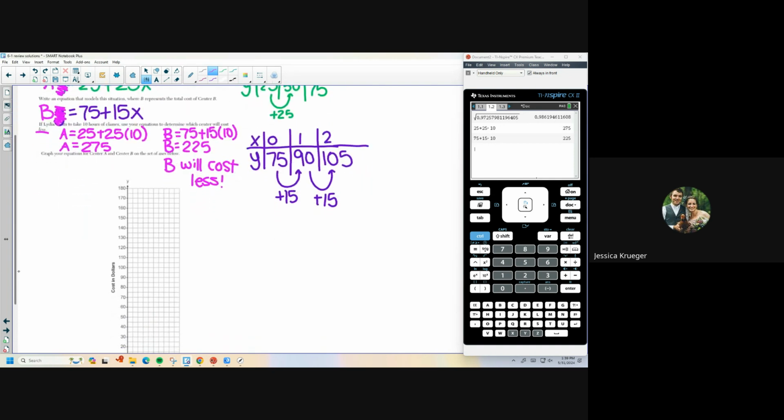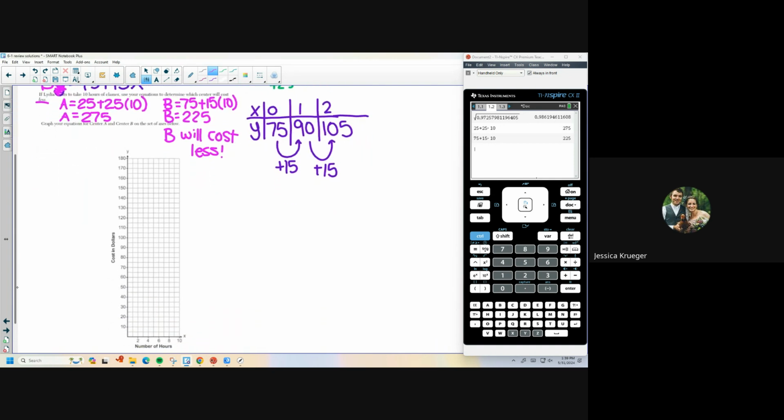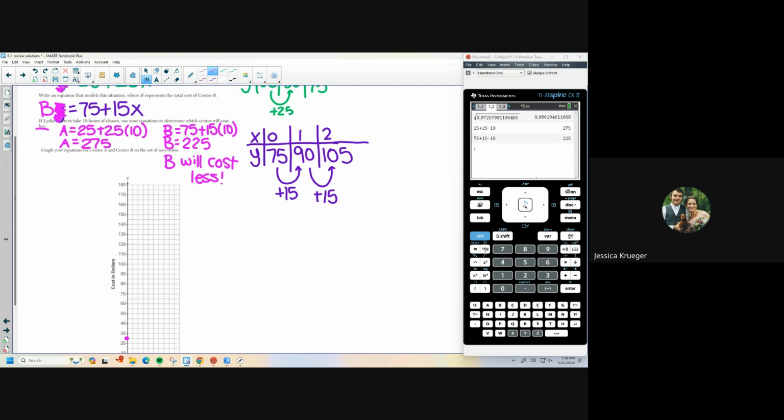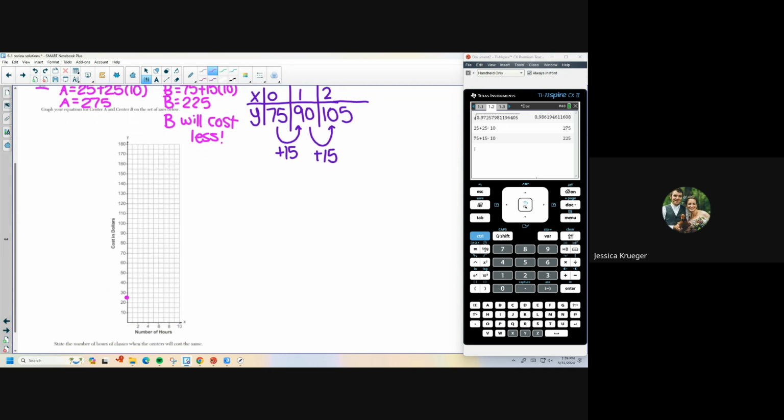Graph the equations for center A and center B on the set of axes. So center A starts at $25. I'm counting by fives here, so I know my next point is going to be 150. So I'm going to go over 1, up 50. Then it's 275. So now I can start to notice my pattern here.